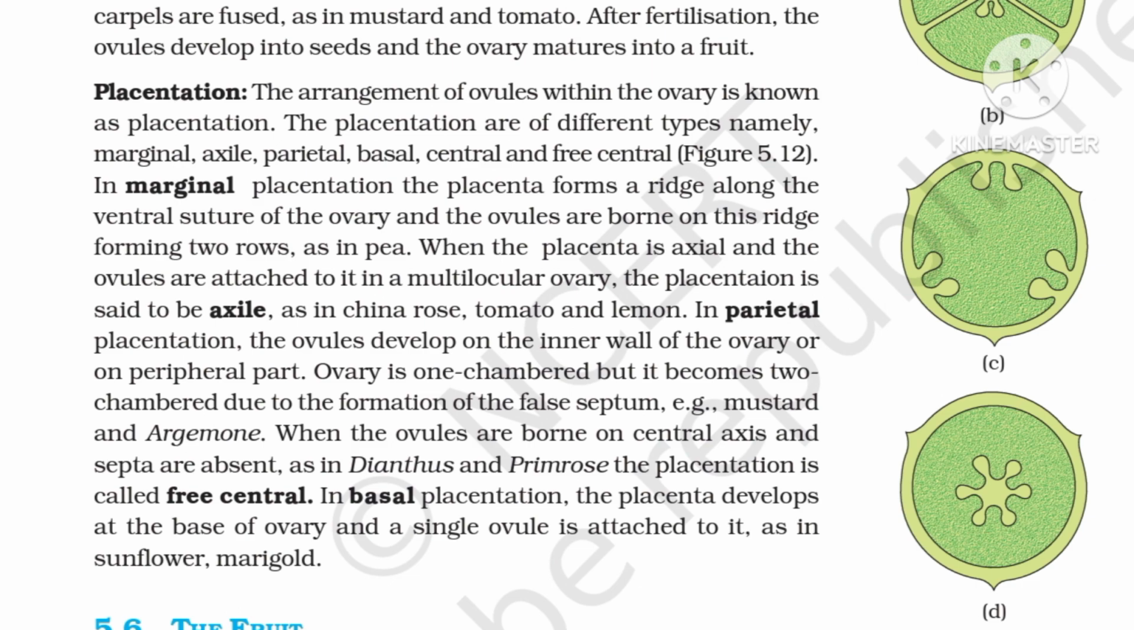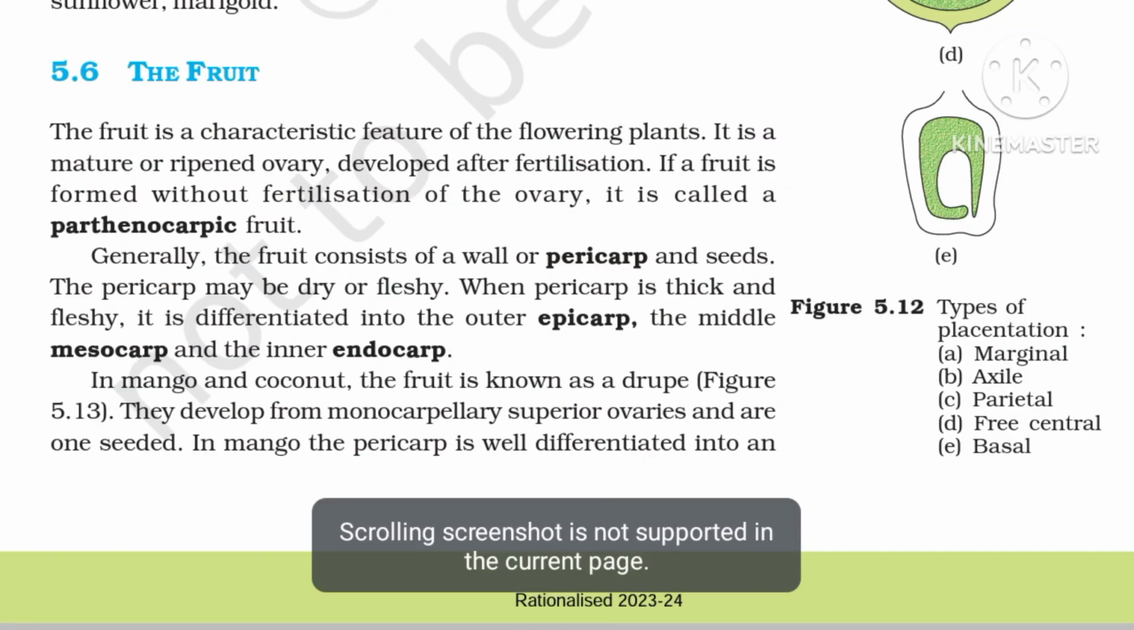When the ovules are borne on the central axis and septa are absent, as in Dianthus and primrose, the placentation is called free central. In basal placentation, the placenta develops at the base of the ovary and a single ovule is attached to it, as in sunflower and marigold.